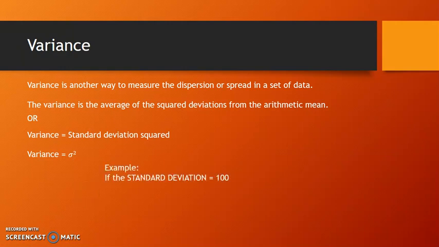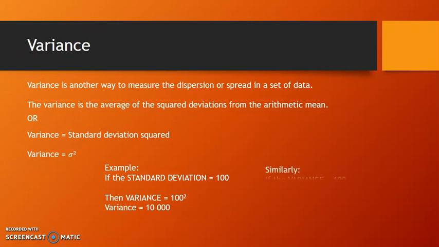Okay, example. If you're given the standard deviation, or if you calculate the standard deviation to be 100, then the variance is simply 100 squared, because the variance is the standard deviation squared. So 100 times 100 is 10,000. So the variance is 10,000.